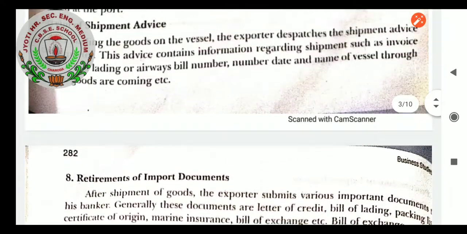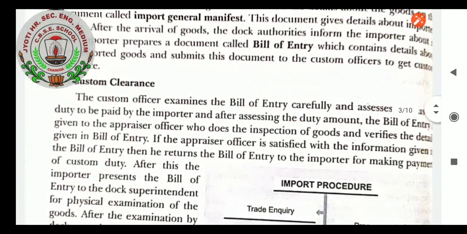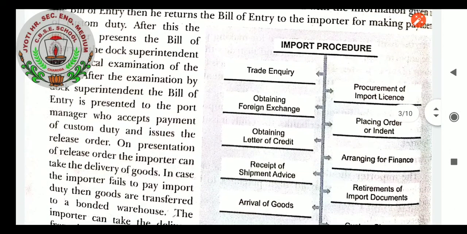One by one we have learned completely, and some of the points match the export procedure, because there also the importer participates, like placing of order, trade inquiries, letter of credit. So these are the important steps, students, which you have already learned twice, in the export procedure as well as the import procedure, because both parties' participation is needed in these steps. So for today's class, this much only.